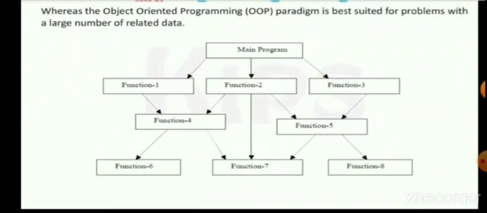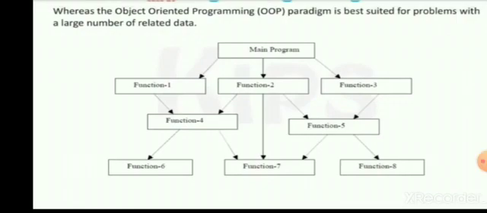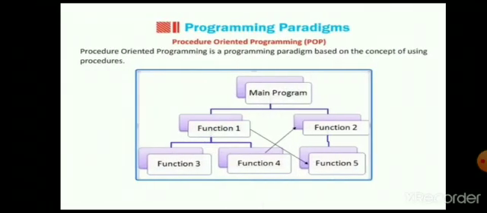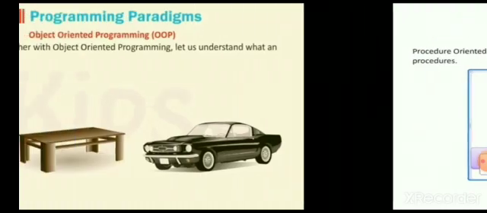Whereas the object-oriented programming language is suited for a large number of related data, because in object-oriented programming it is very easy for objects to communicate with each other. In this programming language, the whole code is divided into numerous objects and these objects can communicate with each other. Now, in procedure-oriented programming, the paradigm is based on the concept of procedures. Here, the procedures are the main thing, and the programming has to follow the procedure.